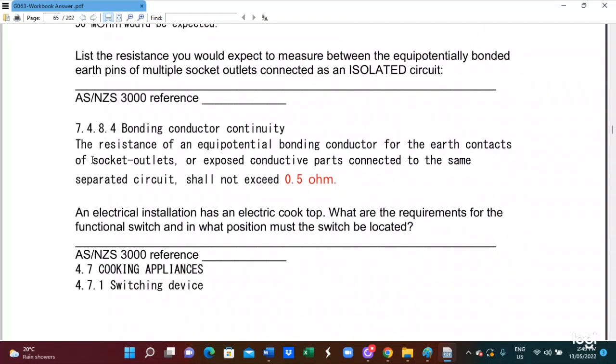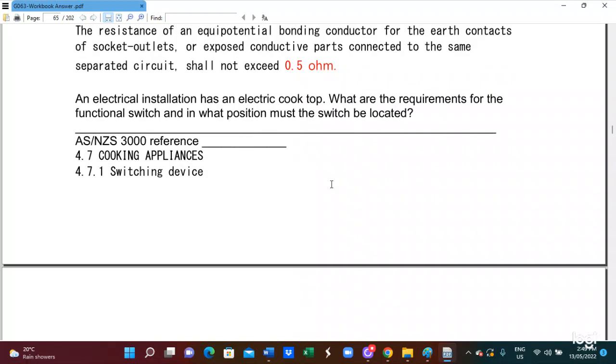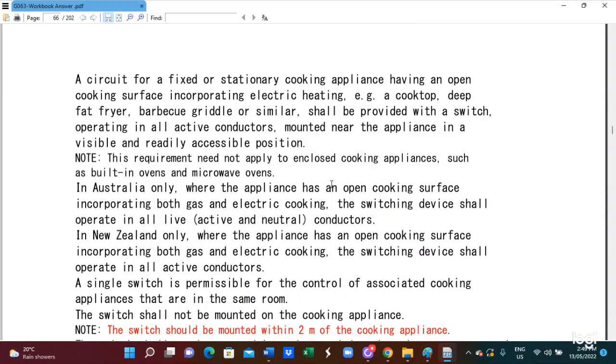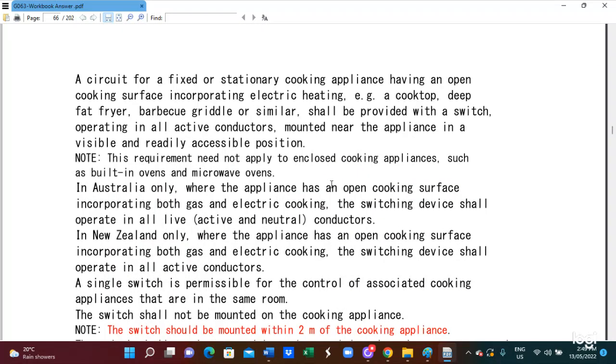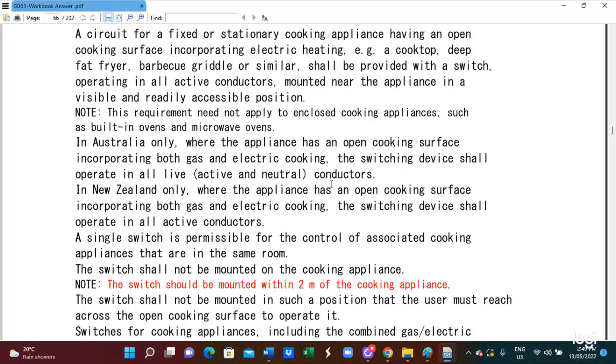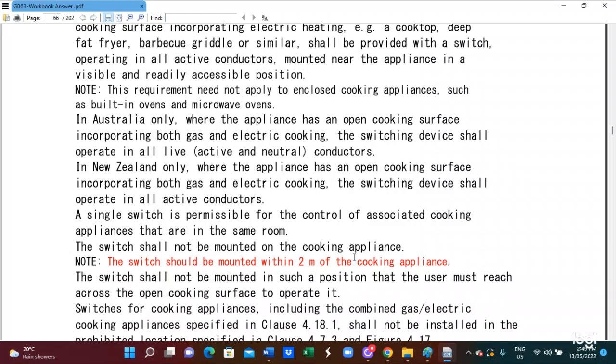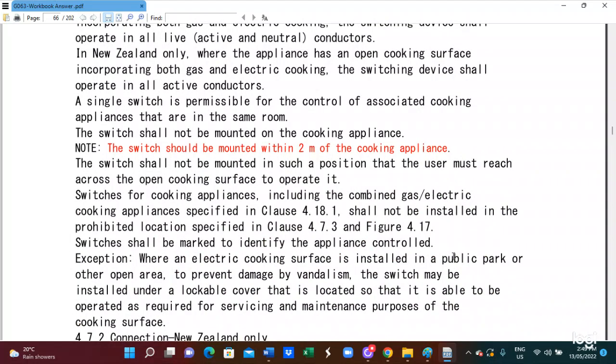In this case, for the binary connector continuity, they must have 5 ohm. And also for the switching device, we have to read clause 4.7.1 regarding the switching devices. They are for the cooking appliance. So the switch should be mounted at 2 meters on the cooking appliance, so that if you run this wiring to the cooking appliance, then maybe the cooker... So we have to install the switch at 2 meters on the cooking appliance. That is also important.